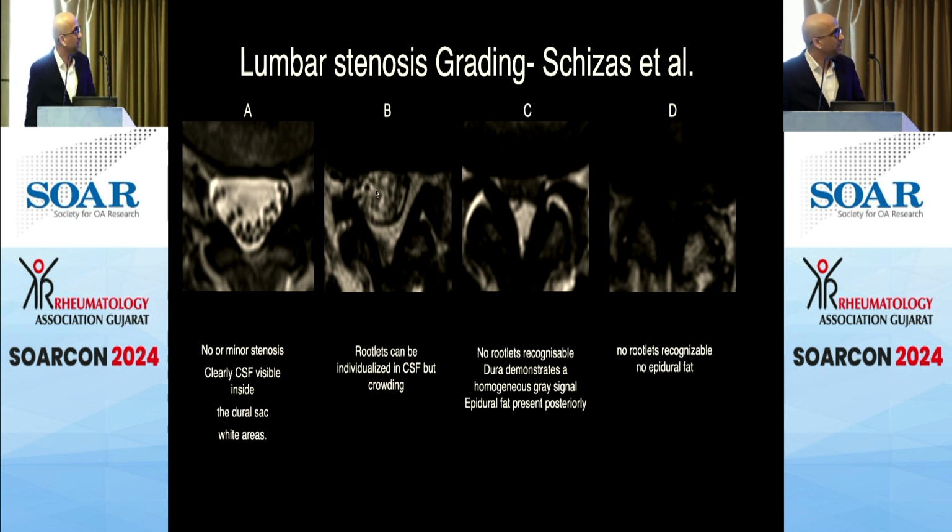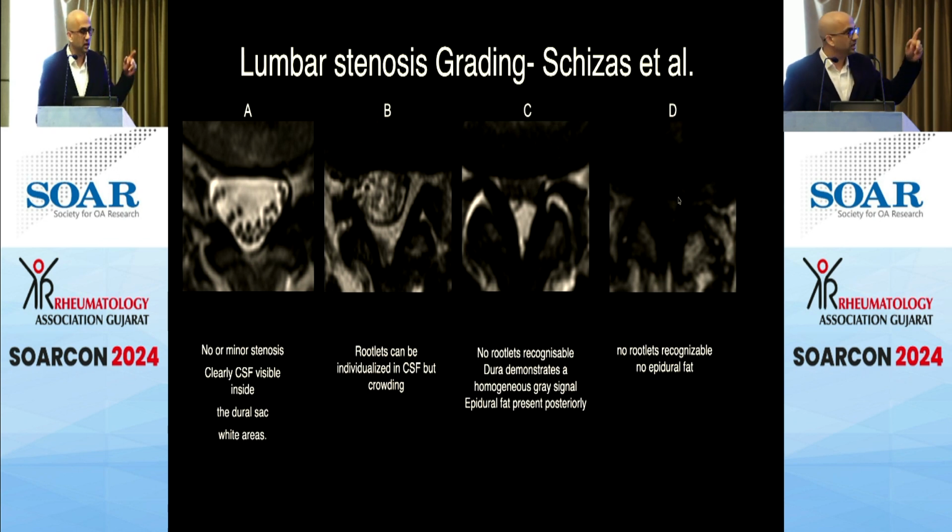The next stage, with further compression, you cannot see individual nerve roots. They all appear gray. But there is some epidural fat, this triangular pattern that you can still see here. And the last is when the stenosis is so severe that you can't see the canal at all. You cannot see the epidural fat, you can't see the thecal sac, you can't make out anything. So that's the most severe grade of stenosis. Again, the radiological grade of stenosis does not always correlate with clinical symptoms. You can have severe stenosis and not have symptoms also.